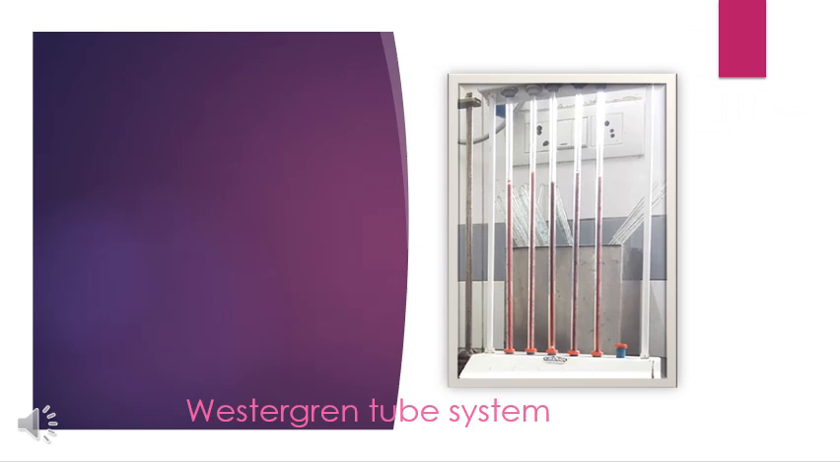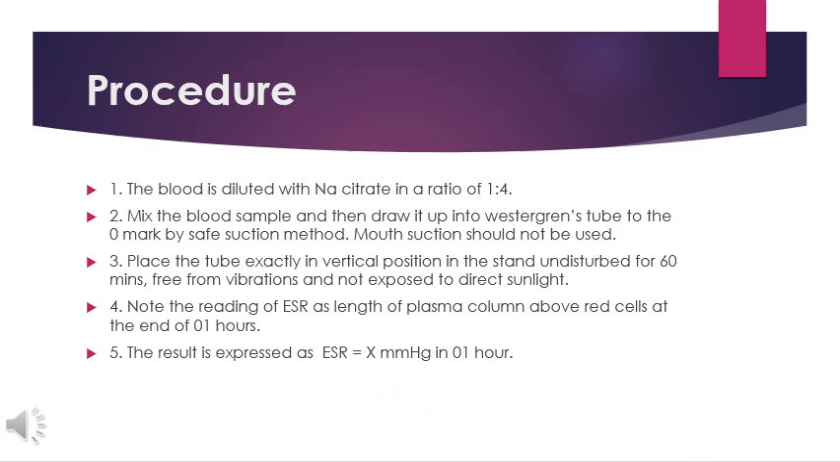In this slide, you can see the Westergren tube system. It's a Westergren tube stand, and the Westergren tubes are placed in this. And this is how an ESR test is performed. To perform the test, the blood should be diluted with the anticoagulant, sodium citrate, in a ratio of 1:4. That means if you are taking 1.6 ml of blood, then 0.4 ml of sodium citrate should be added to it and mixed properly.